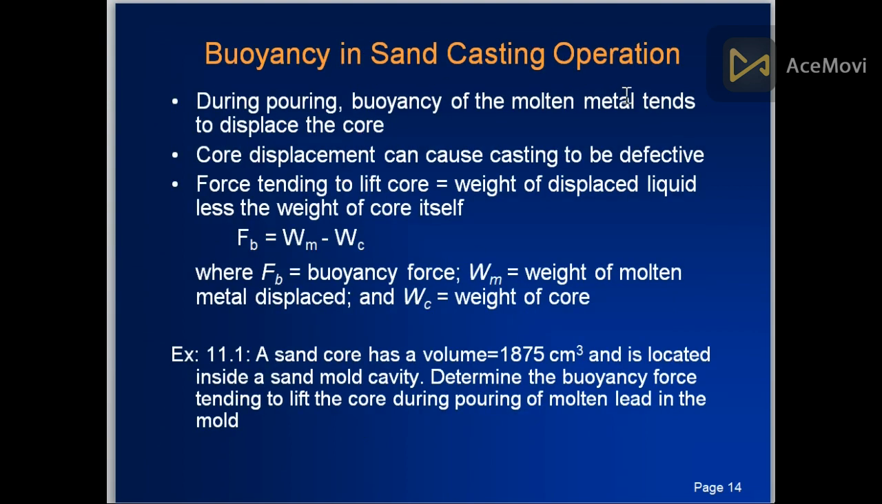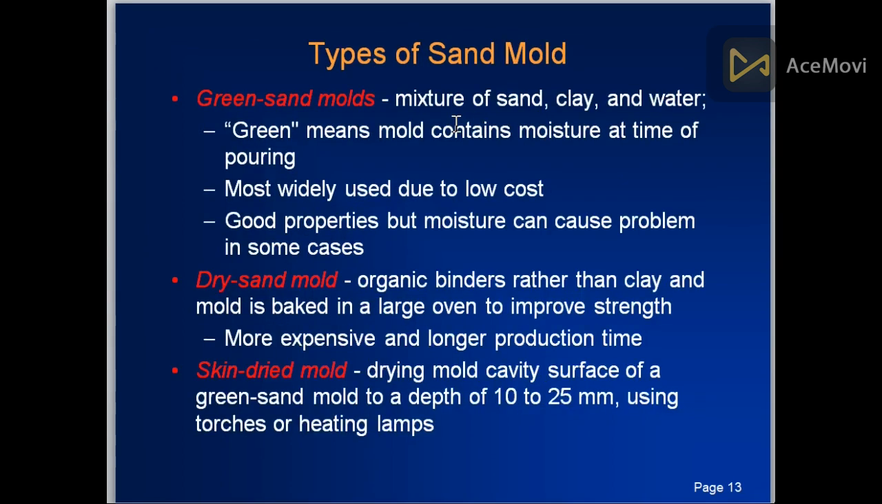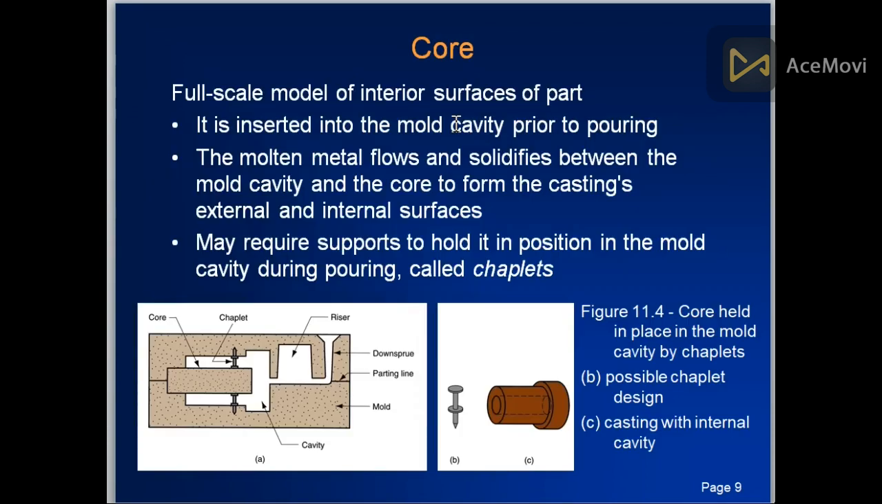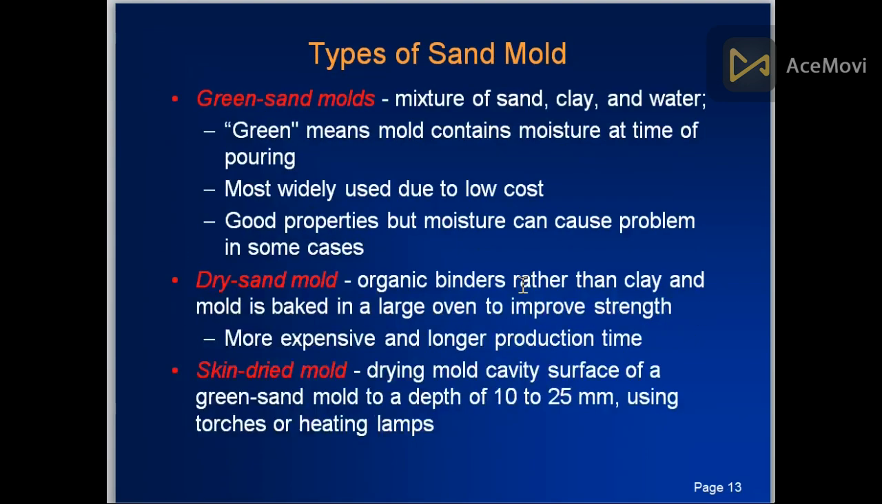Buoyancy in the sand casting operation. This is an interesting concept. During pouring, the buoyancy of the molten metal tends to displace the core. When we put metal around the core, it lifts the core upward, just like this. When we pour the metal from here, it applies a buoyant force to lift it upside. Here are the supports, but if there are no supports, it lifts the core.